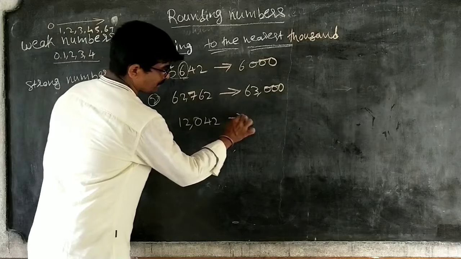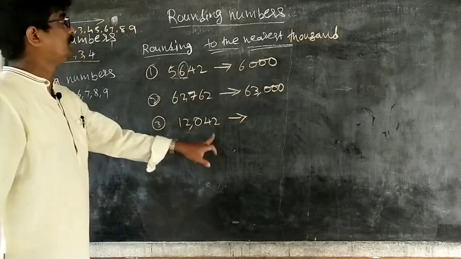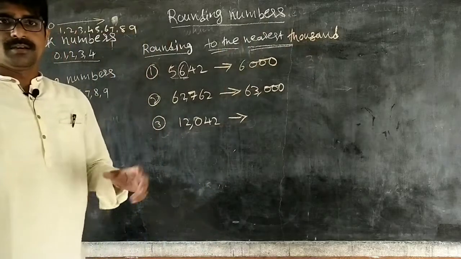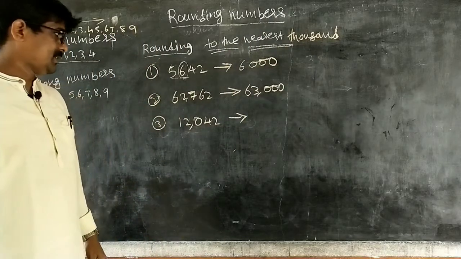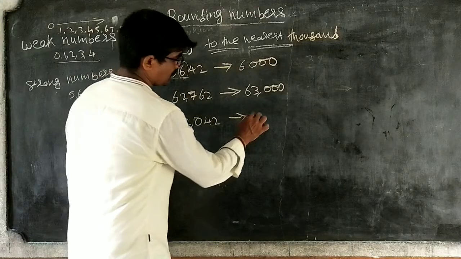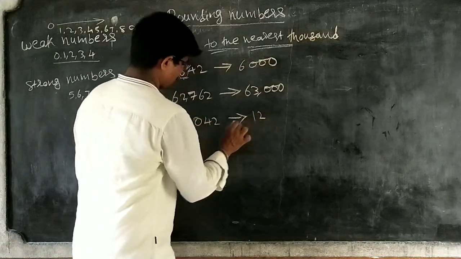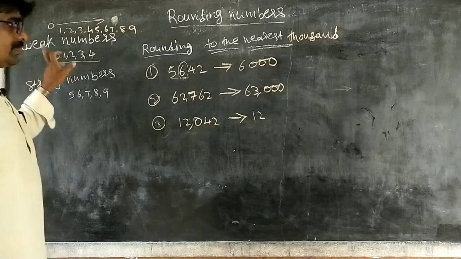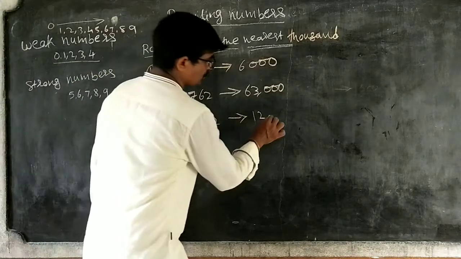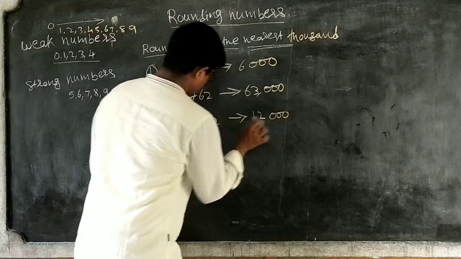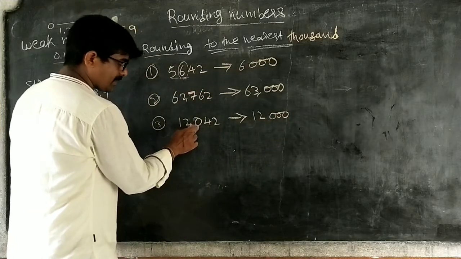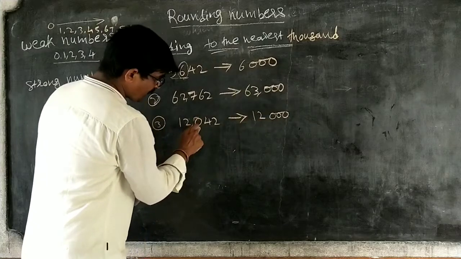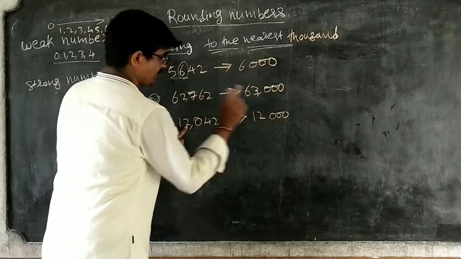12,042. Rounding the number to the nearest 1000 is equal to 12,000. So in the 100 place is 0. 0 is a weak number. That way you have to write simply 12,000 only. If there is a strong number, you have to go to the next number. If there is a weak number, you stay with this number only.